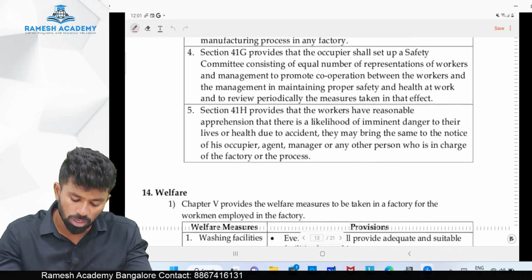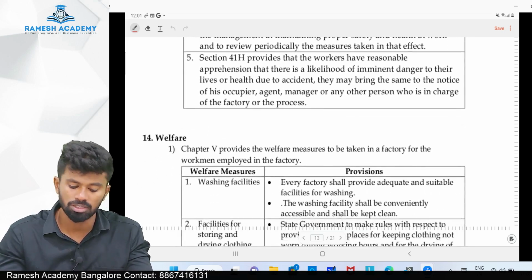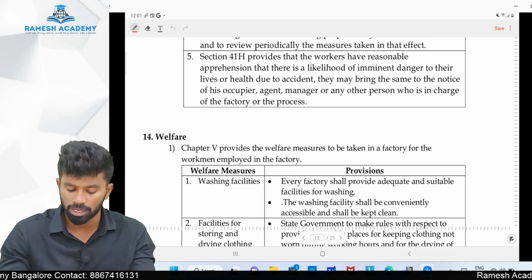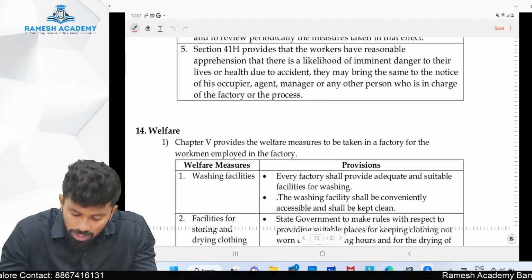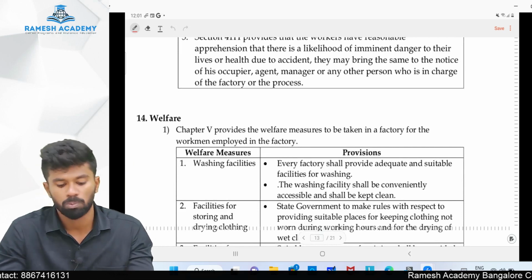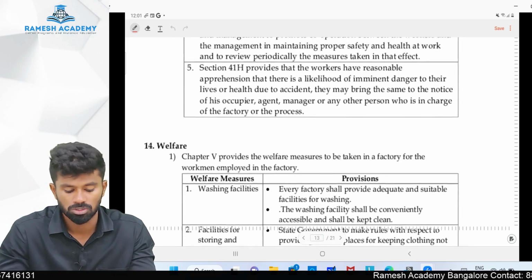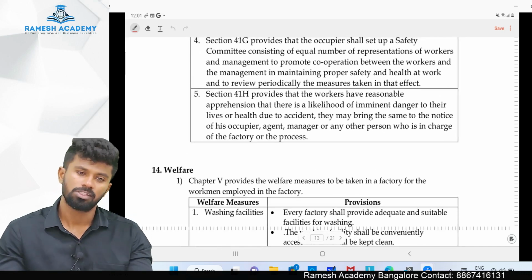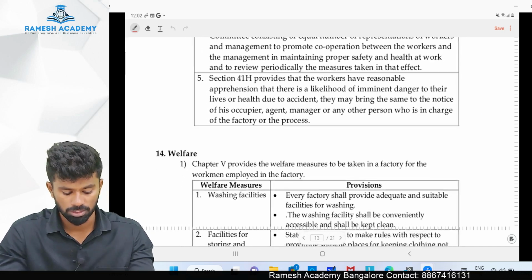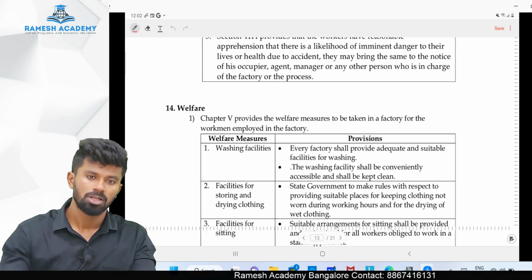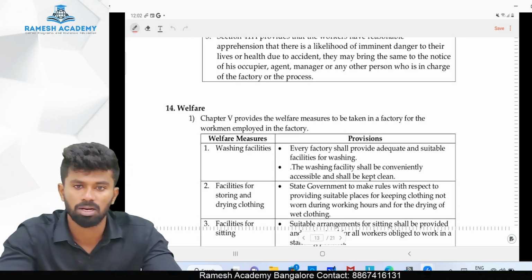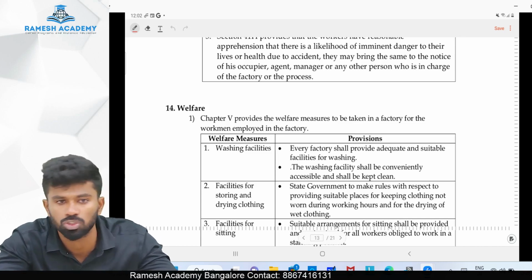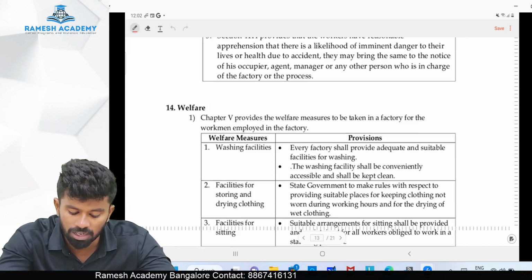41H provides that if workers have a reasonable apprehension that there is a likelihood of imminent danger to their lives or health due to an accident, they may bring the same to the notice of whom? Occupier, agent or manager. So these are the powers of the central government or the state government. Okay. So out of this, the site appraisal committee for carrying out hazardous process is important to ensure safety. Then we have welfare measures.